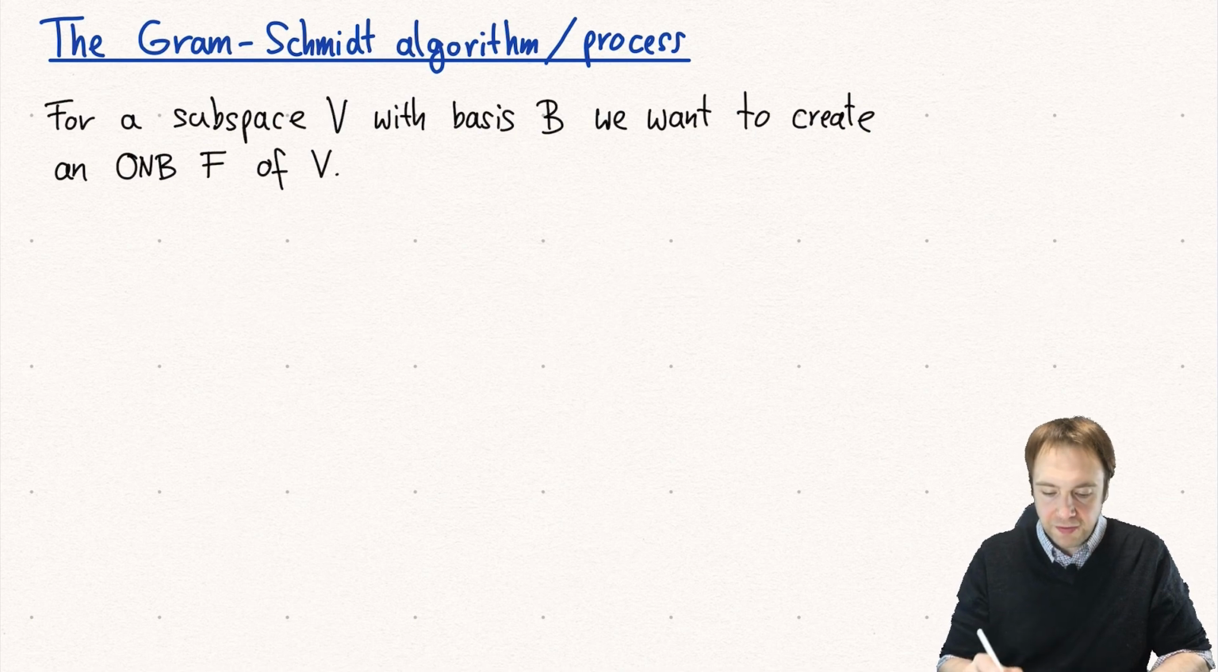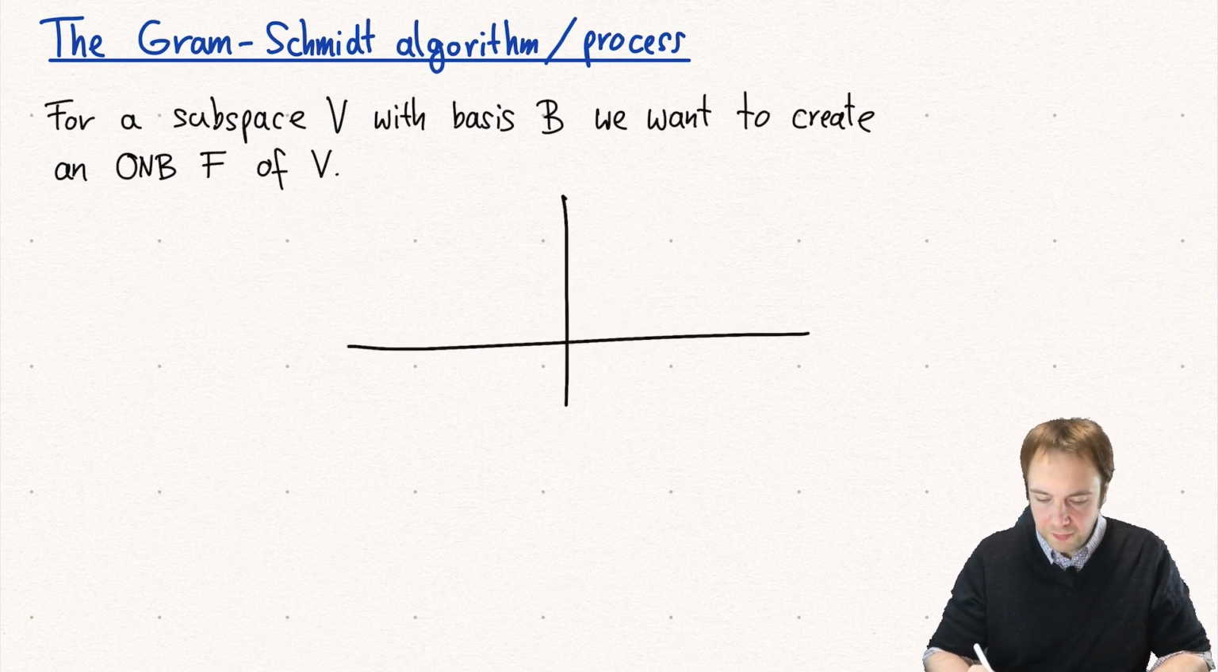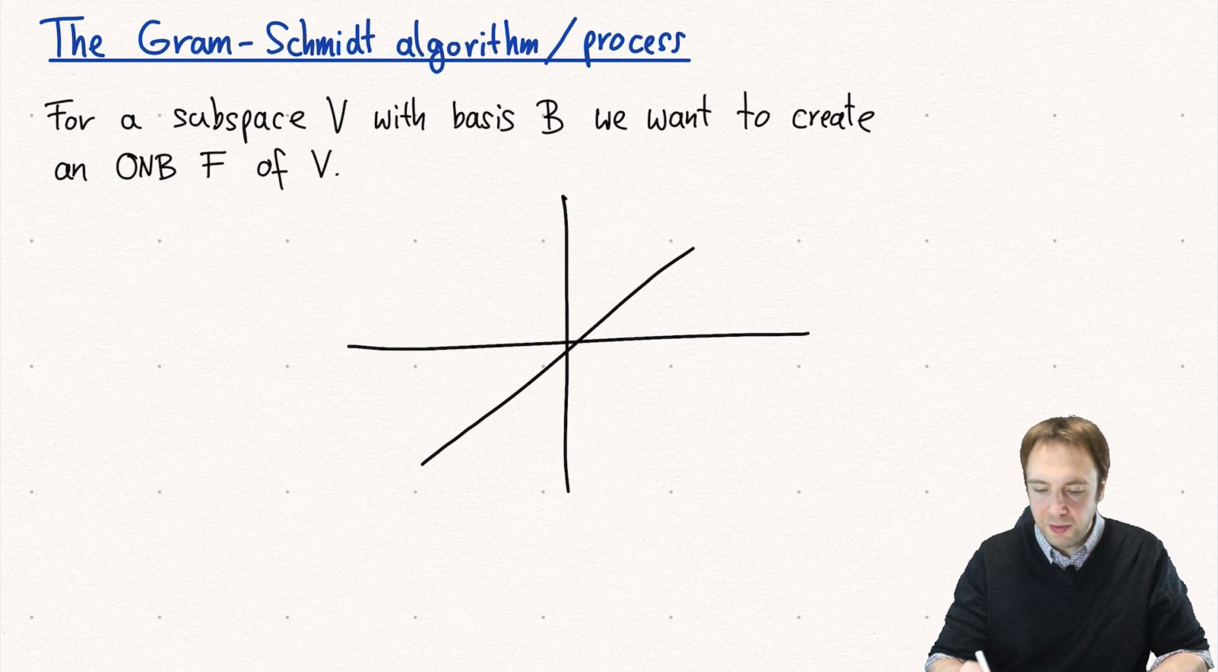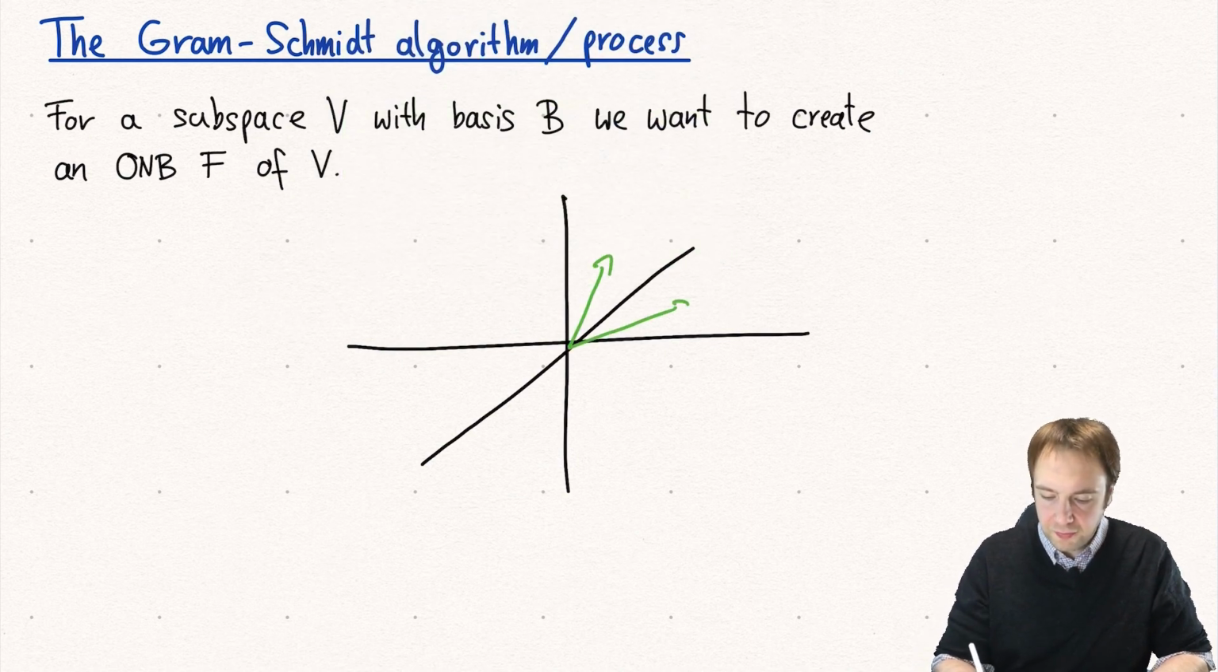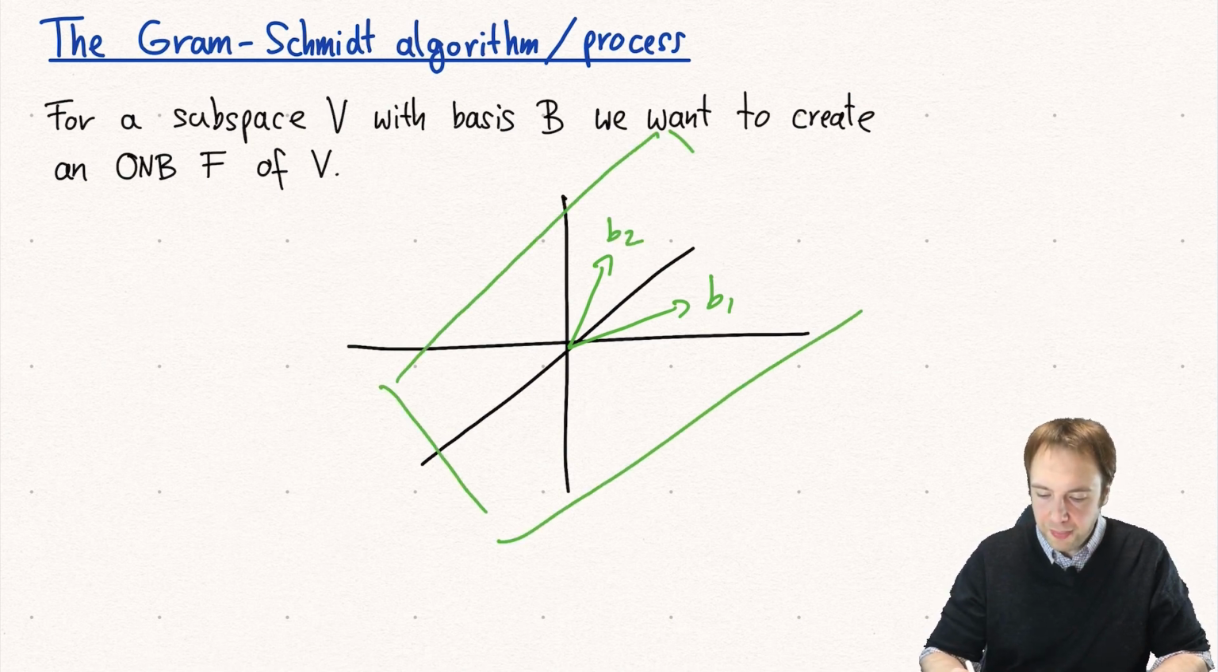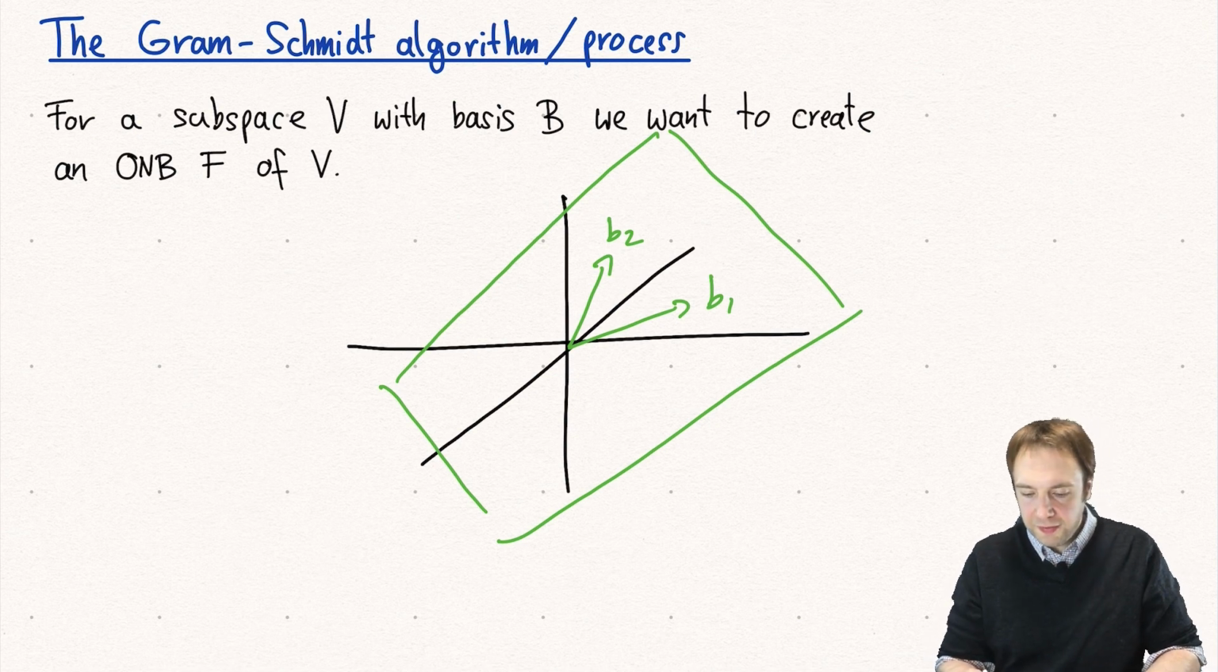And the basic idea will be, so let's say this is R3. And now let's say I have two vectors B1 and B2. So they span a plane. And in this case, this is not an orthonormal basis because here they are not orthogonal to each other.